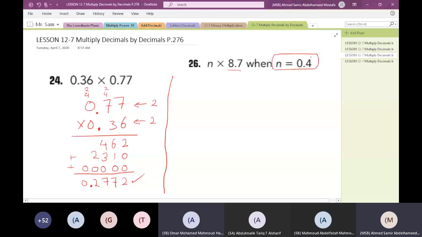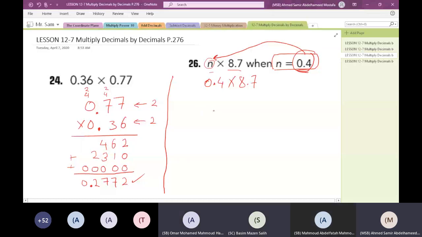So the question is equal to 0.4 times 8.7. Mahmoud, did you get this part? n is equal to this number, okay? And the equation is n times this number. So remove this n and put the number here. Did you get it, Mahmoud? Yes, and it's 4 times 8.7. It's not 4, it's 0.4. 0.4 times 8.7. Yes, correct.